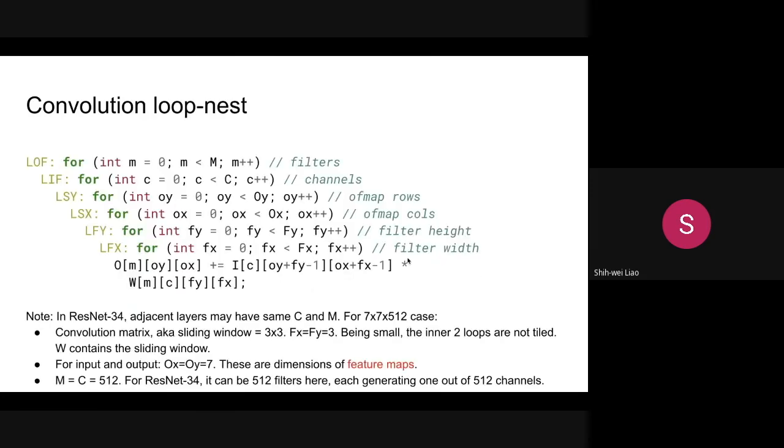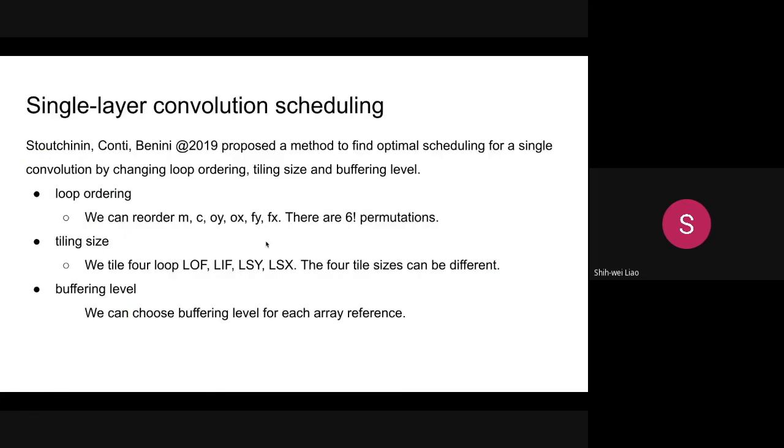in our 7 by 7 by 512 example. Here's the convolution loop nest. You have a 6-layer loop nest, with the number of filters and the number of channels in the outermost loops. And here you have 7 by 7 in the innermost groups. You have a 3 by 3, and as you can see here, it's inner products. In our example, we can tile the outermost loops. The 4 outermost loops are good for tiling, but the input is 3 by 3, so we don't tile the innermost loops. For single-layer convolution scheduling, Luca Benini proposed a method to find optimal scheduling for single convolution.